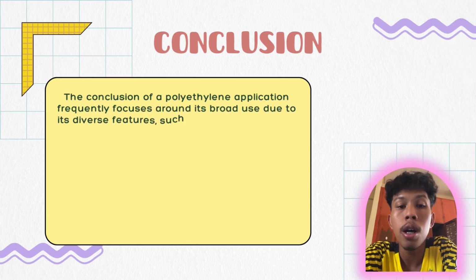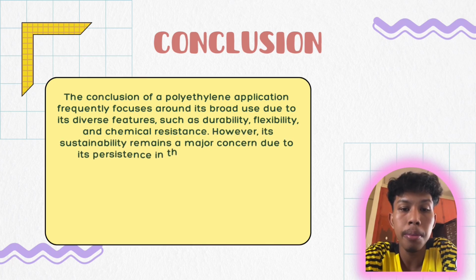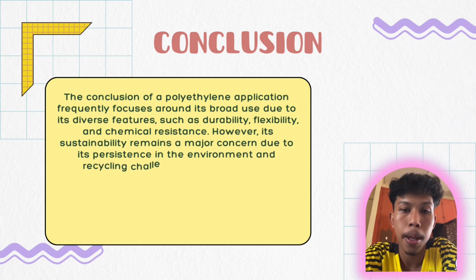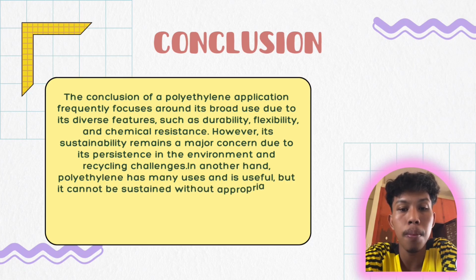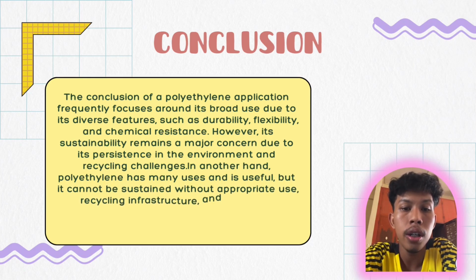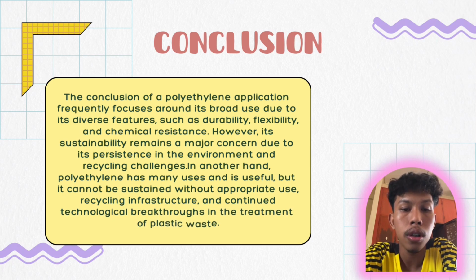The conclusion of polyethylene application frequently focuses around its broad use due to its diverse features, such as durability, flexibility, and chemical resistance. However, its sustainability remains a major concern due to its persistence in the environment and recycling challenges. On the other hand, polyethylene has many uses and it is useful, but it cannot be sustained without appropriate use, recycling infrastructure, and continued technological breakthroughs in the treatment of plastic waste.